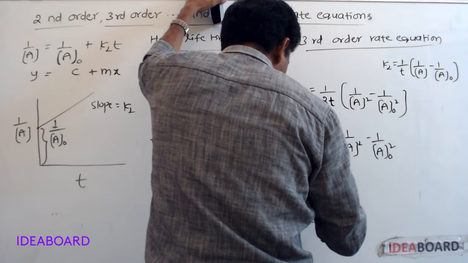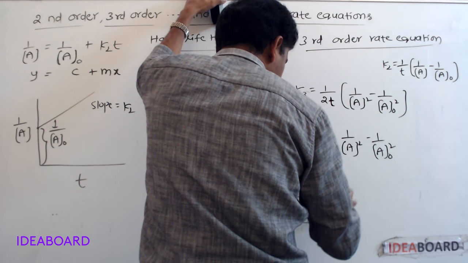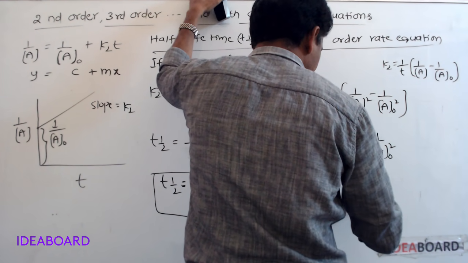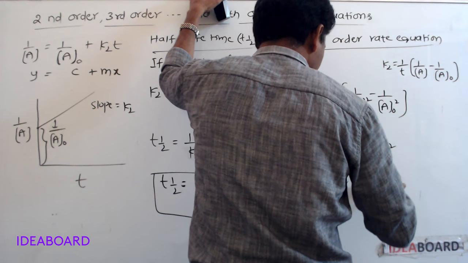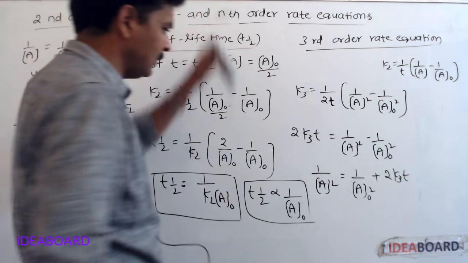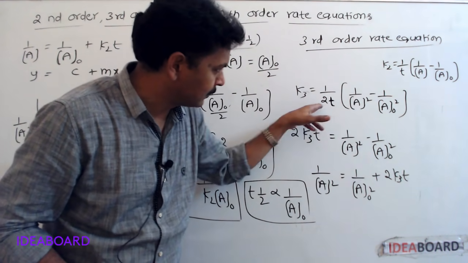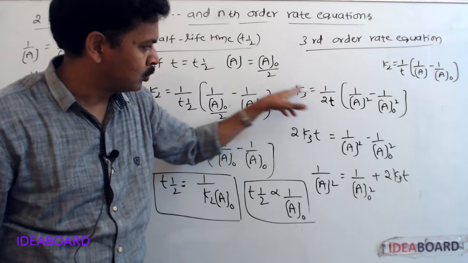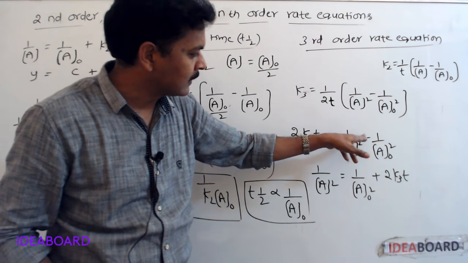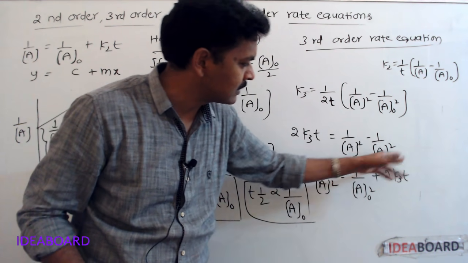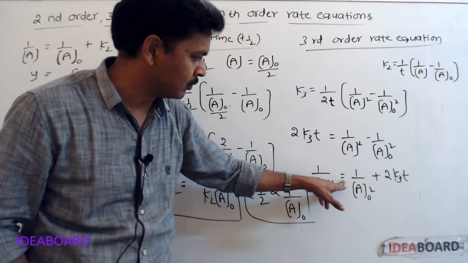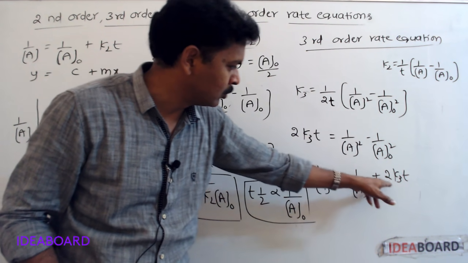From this, I am writing like this: 1 by A concentration square is equal to 1 by A naught square plus 2K3T. First, from this equation, I wrote 2K3T is equal to 1 by A concentration square minus 1 by initial concentration of A square. Next, I wrote like this: 1 by A concentration square is equal to 1 by A naught square plus 2K3T.